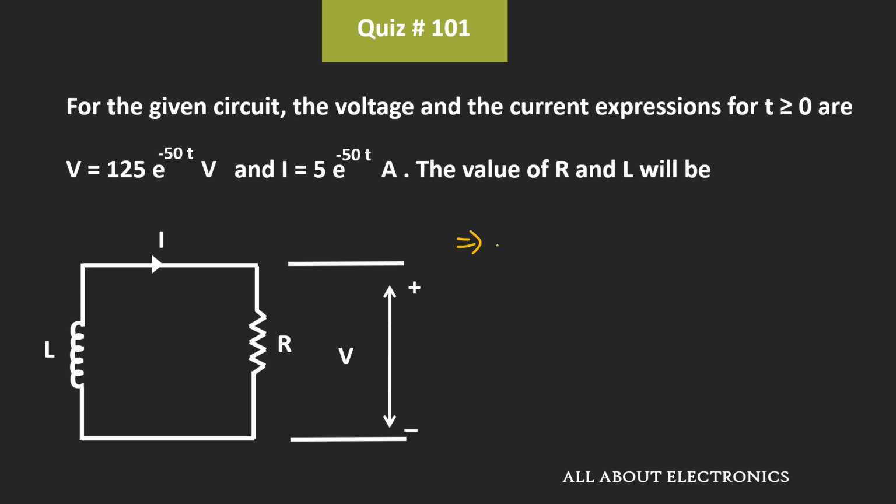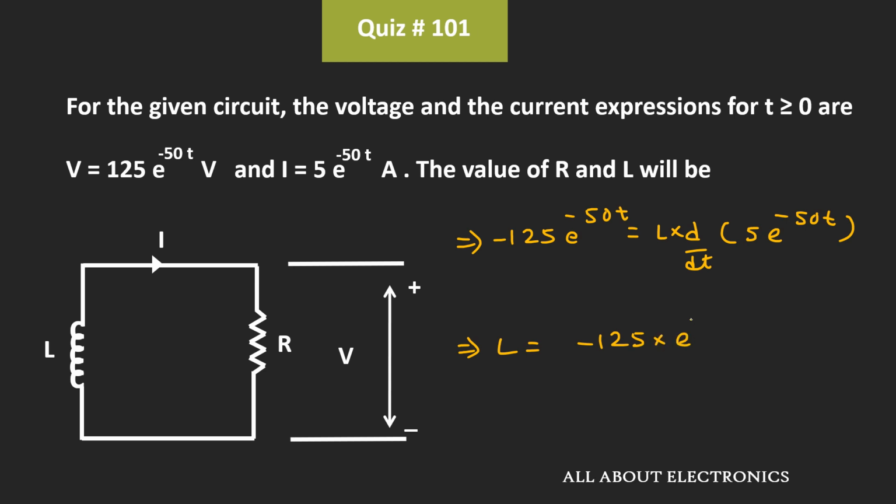That is, minus 125 times e to the power minus 50t is equal to L times d by dt of 5 times e to the power minus 50t. That means L is equal to minus 125 times e to the power minus 50t divided by minus 250 times e to the power minus 50t, that is equal to 0.5 Henry.